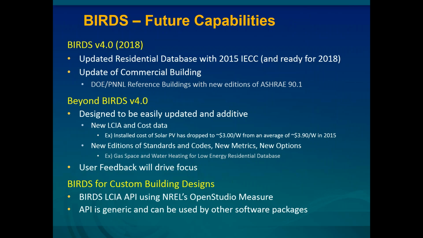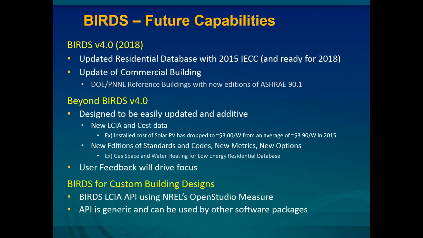So future capabilities of BIRDS that we're looking at, we're actually currently working on version 4. We're going to break out the 2015 IECC and make it designed so 2018 is ready to incorporate whenever that comes out. We're currently updating the commercial buildings database, shifting over to using the DOE PNNL reference buildings, and to incorporate all the newer editions of ASHRAE 90.1. We're actually waiting on the public release of the 2016 edition of 90.1 energy models from them.